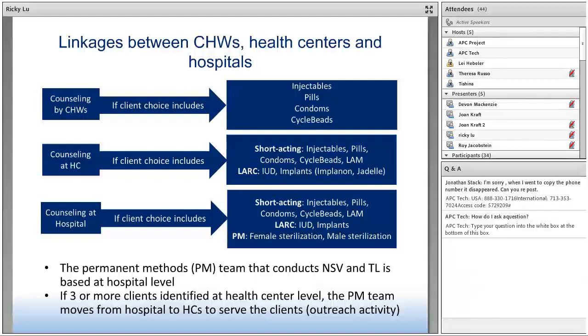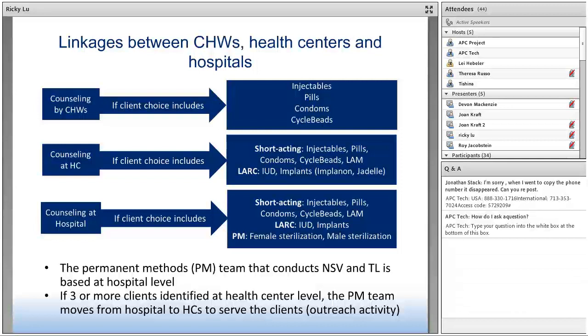And for those at the hospital level, there's a wider range of methods. So it is from this aspect that the strategy was to make sure that the permanent method team that conducts no-scalpel vasectomy and tubal ligation, who are generally based at the hospital, could actually leapfrog this setup and be able to do the procedure much closer to the community than coming to the hospital.